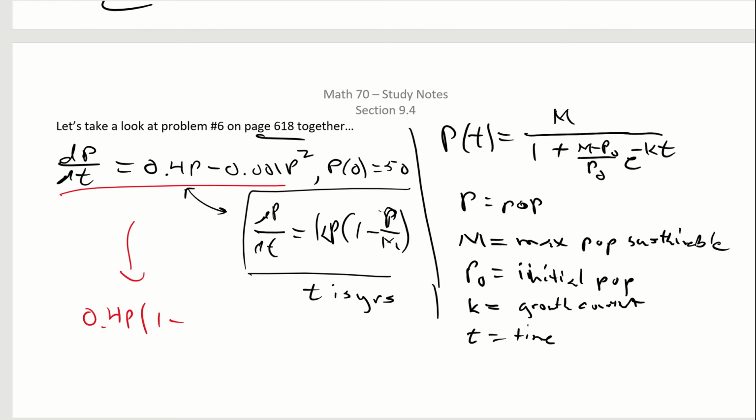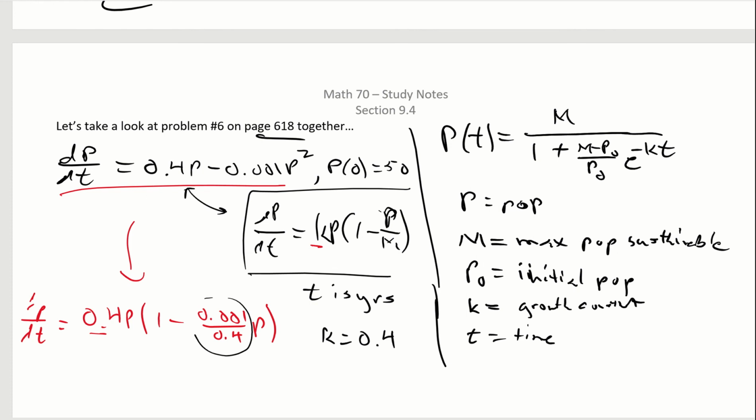And when you're doing that, you've got a negative 0.001 divided by 0.4, and then there's a p there, and that's your new look for dp dt. How does that measure up? Well, the first thing I notice is that this k is this 0.4. So I'm going to write that down for this problem. K is equal to 0.4.